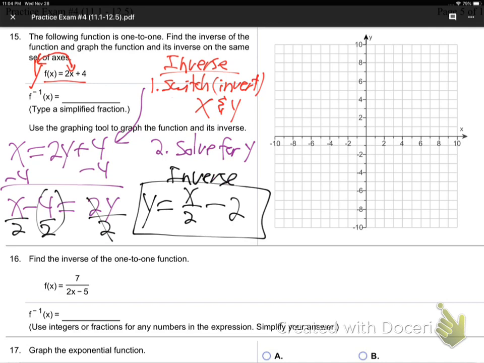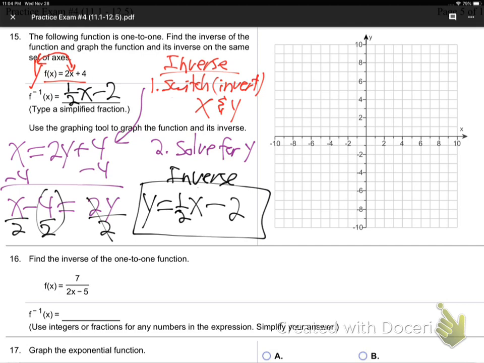That's what they want you to say right here. I'm going to say a half X minus 2. That's the same thing, right? X over 2 is the same as a half X, because that's just a 2 on the bottom. So there's the inverse function. Now they want me to graph them both.